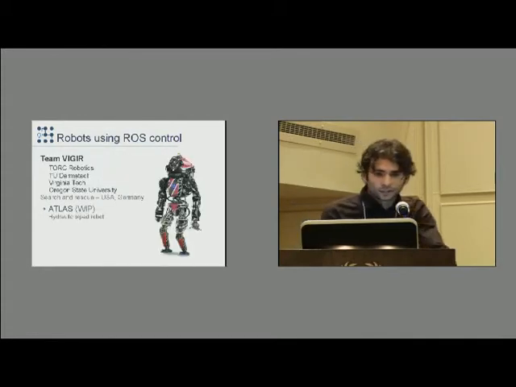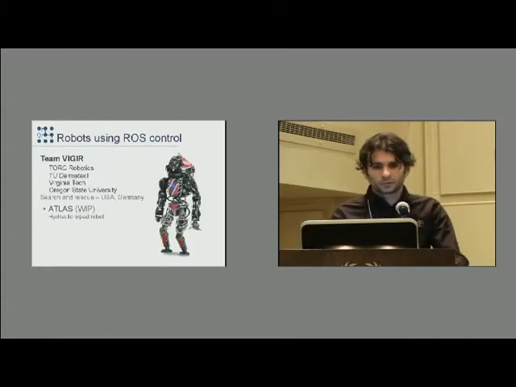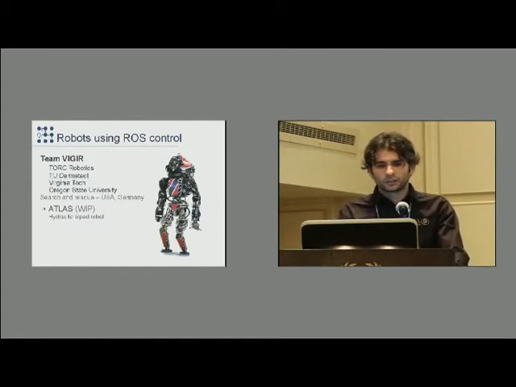And then we also have Team ViGIR, which is one of the DRC challenge competitors. They are, of course, into the domain of search and rescue, and it's made up of TORC Robotics, TU Darmstadt again, Virginia Tech, and Oregon State University. This is a work in progress for them, but they are working with the Atlas hydraulic biped robot.